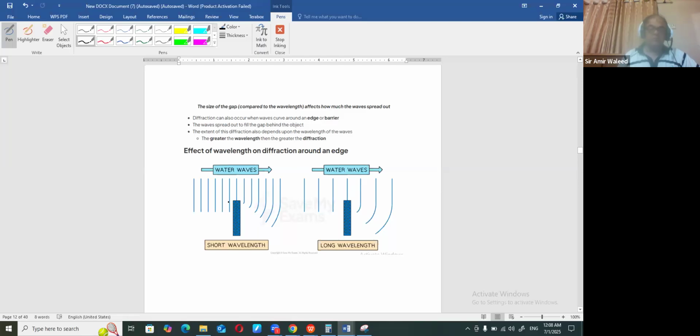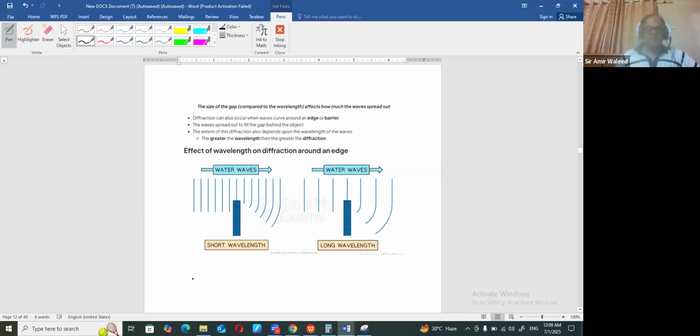Now it depends also on the wavelength. The greater the wavelength, the greater the diffraction. Check it out. If the wavelength is shorter, the diffraction is smaller. While if the gap is more, the diffraction is more. There will be more spreading out of the wave here. So it depends. What is the gap there? What is the wave there? What is the wavelength there? So this is what we call diffraction. Small wavelength, small diffraction if you place the object. Long wavelength, long gap, long diffraction.